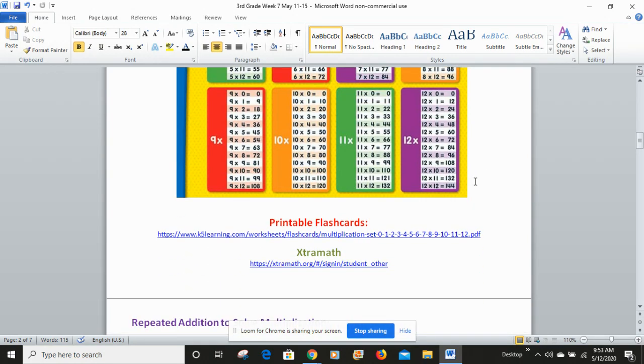Flashcards are great. Here's a web address that you can go to and print out a set of multiplication fact flashcards. If you have a printer, of course, or know somebody that does, print them out and then practice, like I say, with a sibling or with parents or even by yourself. But practice with flashcards if that's what works for you. And of course, everyone has an extra math account that you can sign into and practice your math facts online.